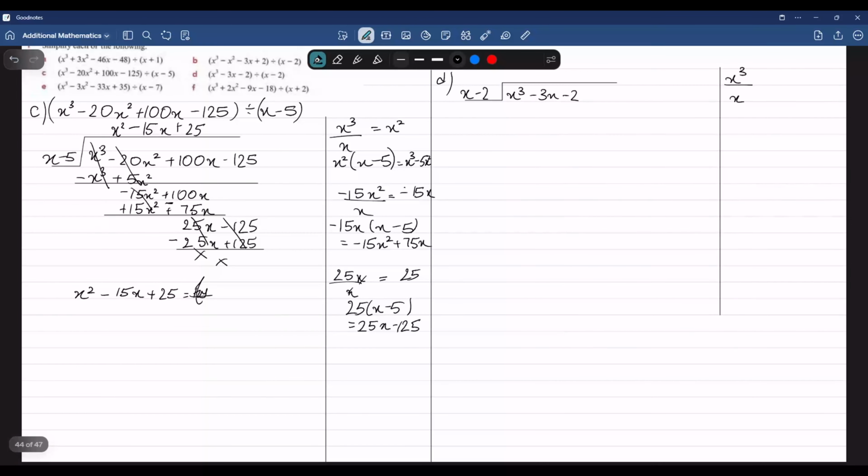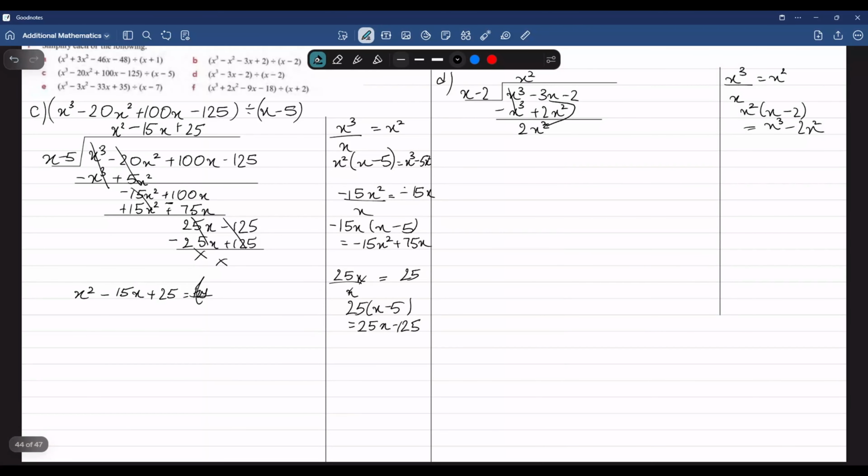X cubed divided by x is going to give us x squared, and then we multiply this x squared by x minus 2, which would give us x cubed minus 2x squared, and that's where the magic comes. Now, if I were to subtract it, this would become negative, this would become positive, this cancels down, and we have only got positive 2x squared. And now we'll only bring negative 3x down.